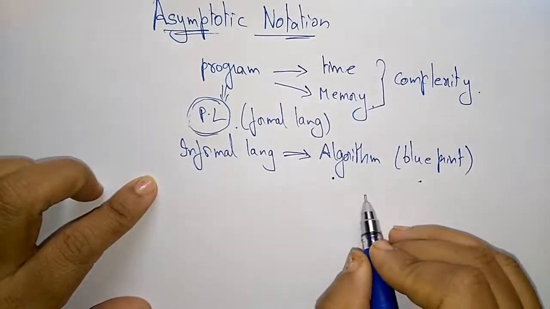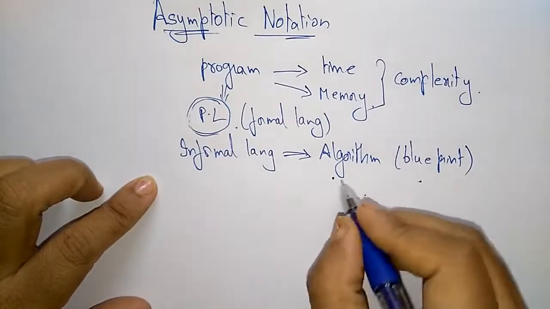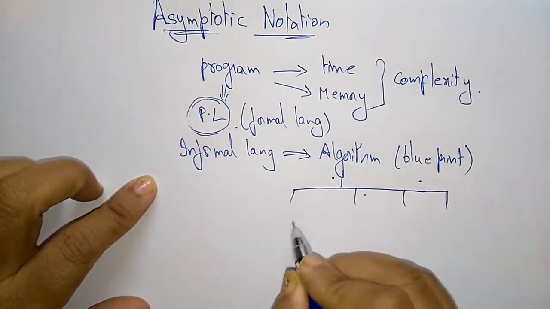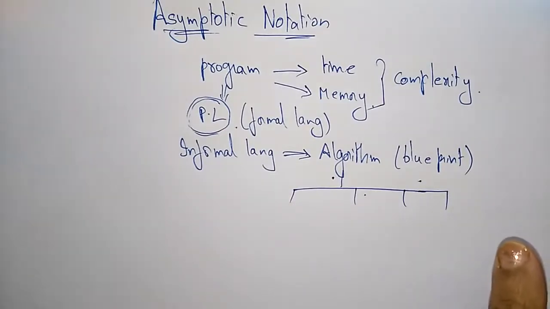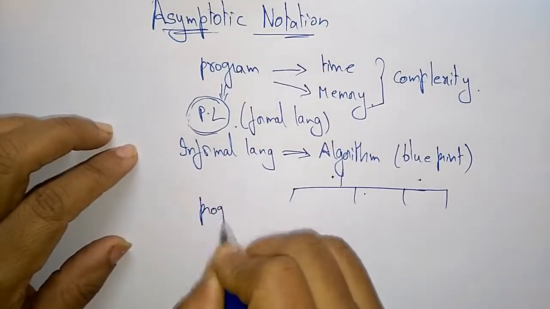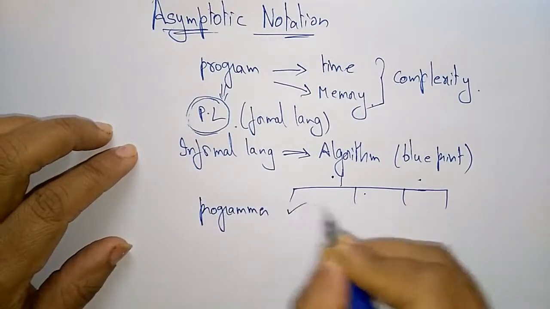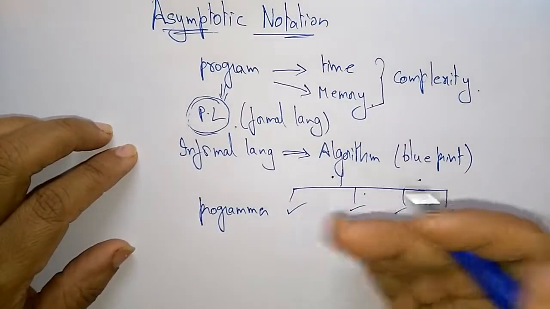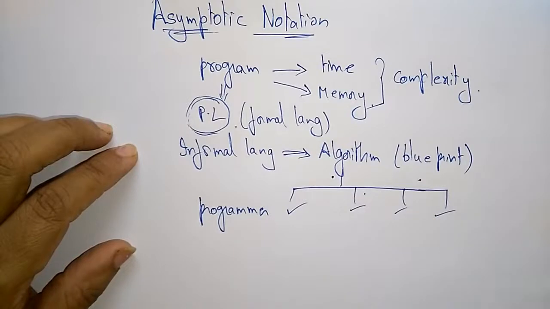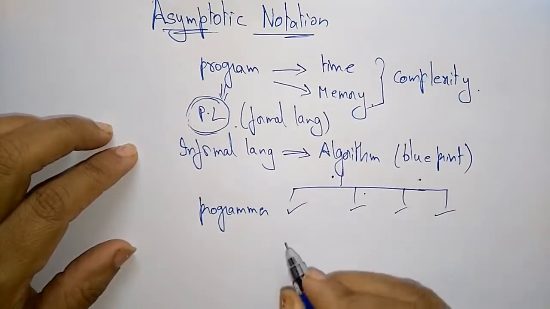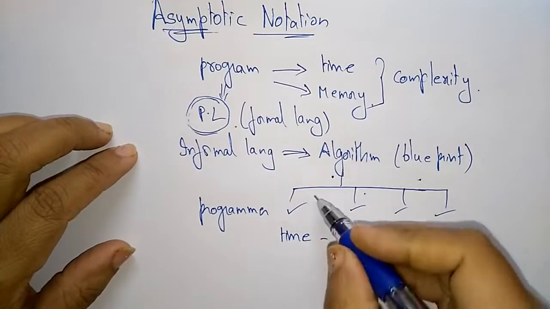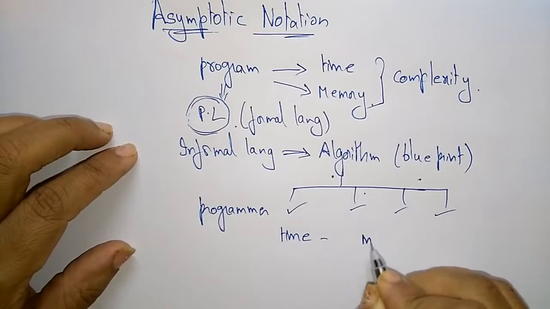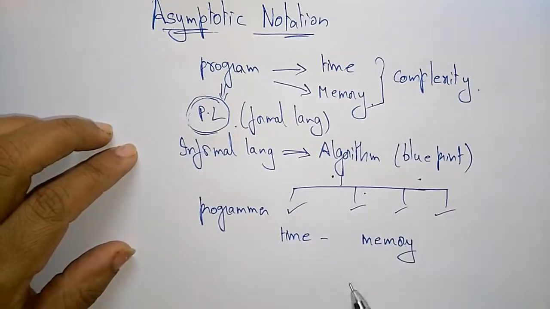Different types of algorithms will be there for the same program, so the programmer has to select which algorithm is best suited. How can we say that one algorithm is better than another? This is analyzed based on the time it takes to complete the program, and the memory that it occupies.